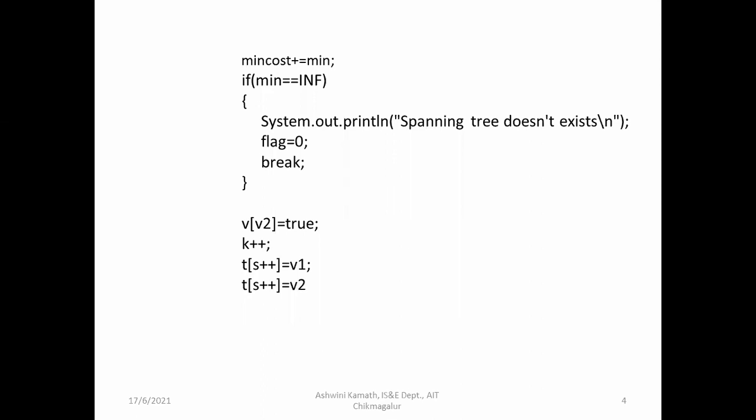Then what we are doing? We are incrementing S again. So S will be 2 now. So 0 and 1 are already filled with V1 and V2. So the next value of S will be 2. In the next iteration, 2 and 3 will be filled. Then it will increment again to 4. So in the next iteration 4 and 5 will be filled, depending on the number of vertices.